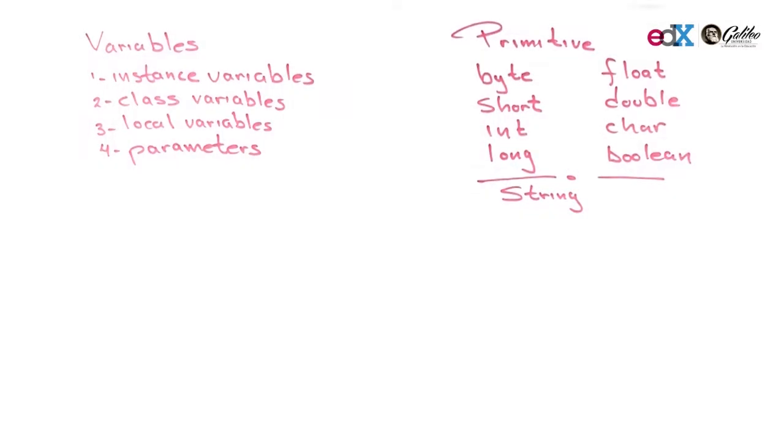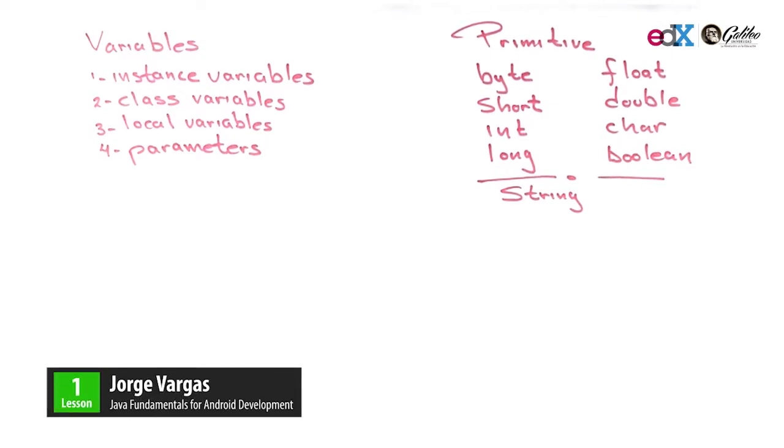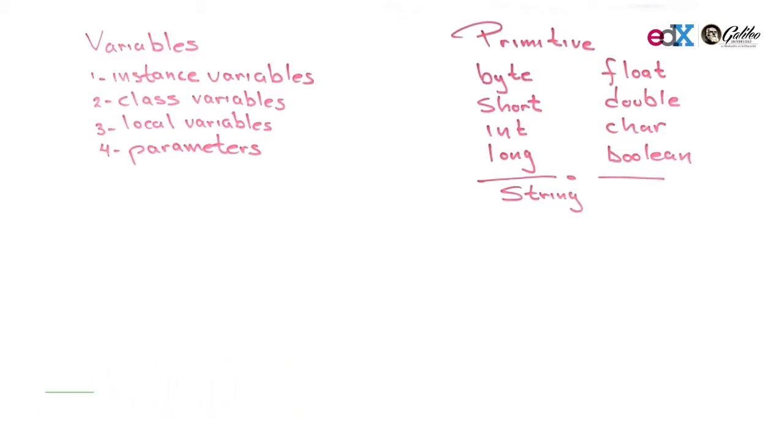In this exercise, we will review the variables. As you remember, we have 4 variables. The first one is system variable. The second one is class variable. The third one, local variable. And the fourth one, parameters. We will write a small class and it will show how to use these variables.